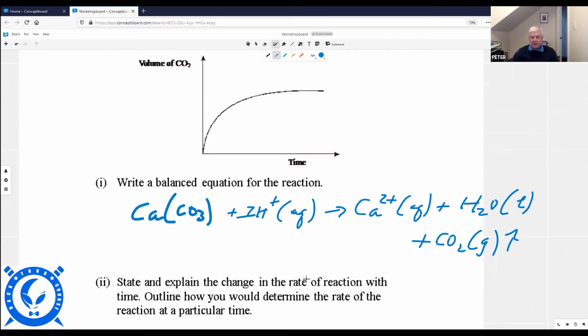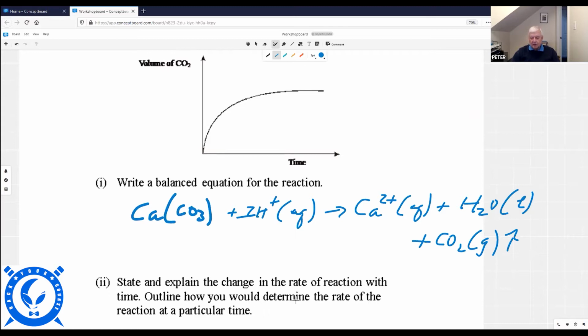Okay. So the next question then says, explain the change in the rate of the reaction with time. Well, what you need to notice, of course, is that the rate of the reaction starts off fairly steep, and then starts leveling off less and less and less, until finally it plateaus and basically the reaction has stopped, by which point all the hydrochloric acid has been consumed.